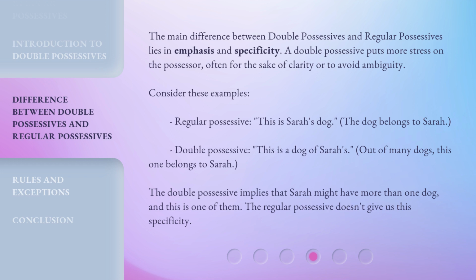Consider these examples. Regular possessive. This is Sarah's dog. The dog belongs to Sarah. Double possessive. This is a dog of Sarah's. Out of many dogs, this one belongs to Sarah. The double possessive implies that Sarah might have more than one dog, and this is one of them. The regular possessive doesn't give us this specificity.